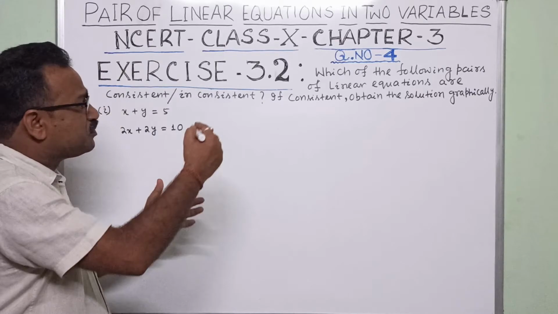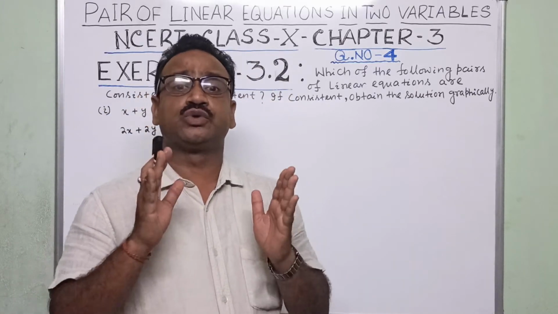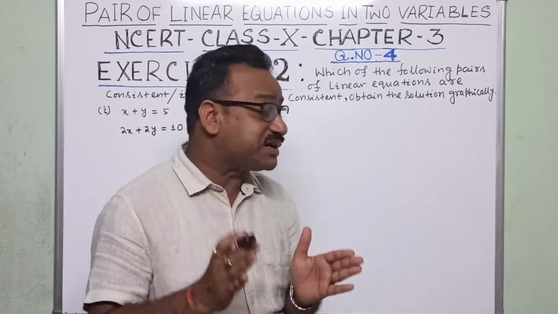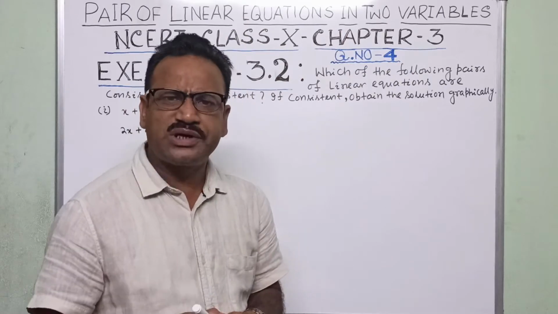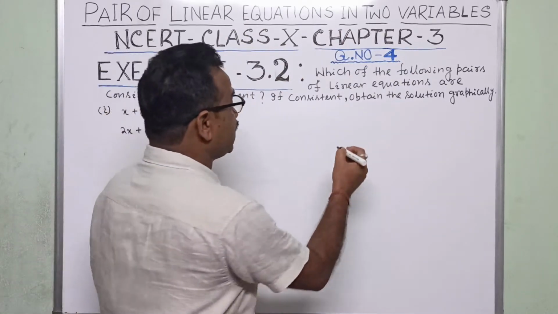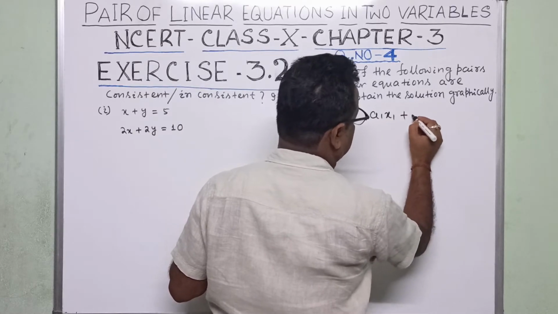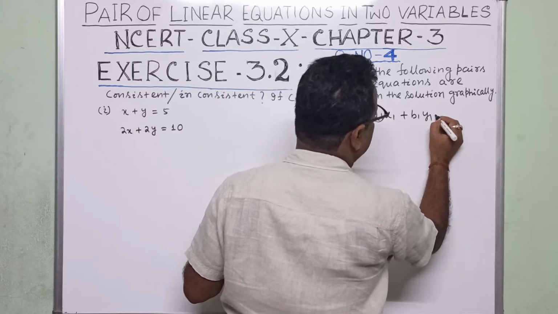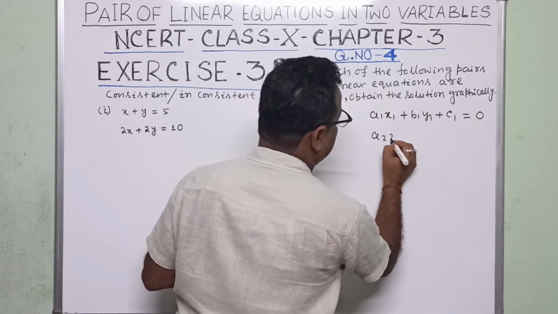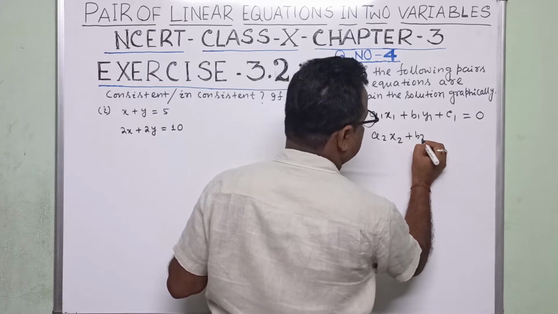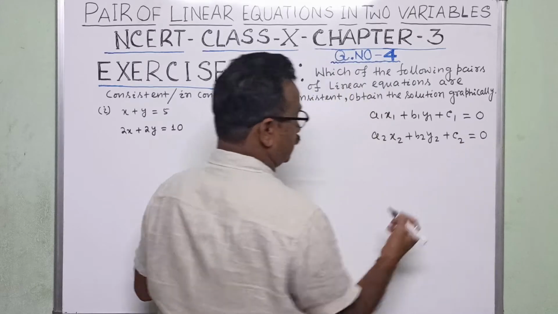Before we solve it, first of all we should know the general form of writing a pair of linear equations in two variables. You know it, but again I am recalling. What is this? a1x plus b1y plus c1 is equal to 0, and a2x plus b2y plus c2 is equal to 0.